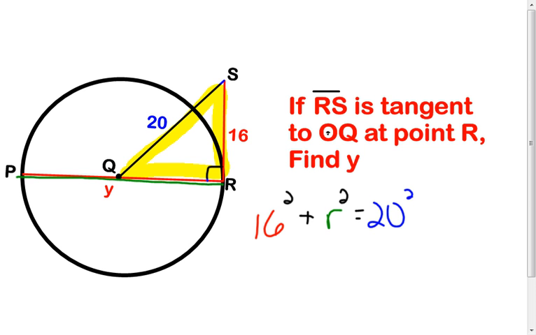That 20 is the length of segment QS. It might be a little deceiving on that. That 20 might look like it's the radius, but I meant it to be the length of segment QS.